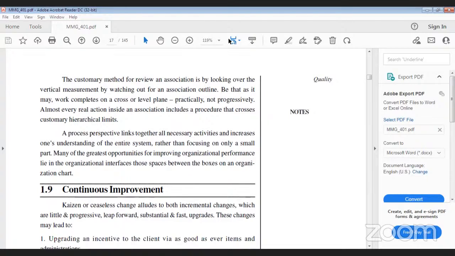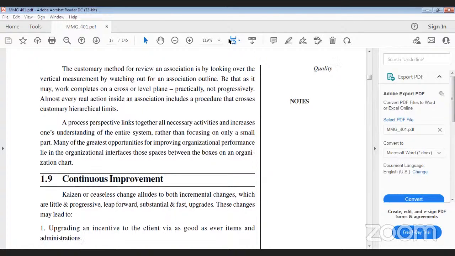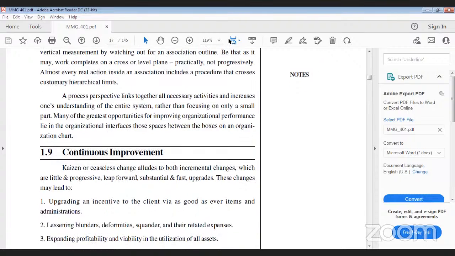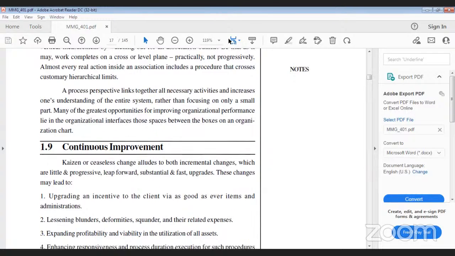Then there is continuous improvement. We'll find that Kaizen, or ceaseless change, alludes to incremental changes also there. Then here, which are small, progressive, keep moving forward, then sustainable, fast upgrades. These changes may lead to some four points here, upgrading the value of the client via better and better items and administration.